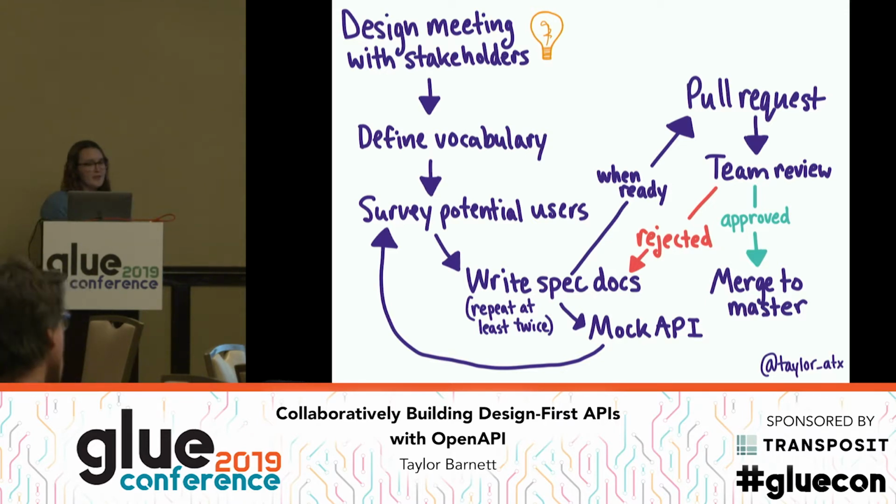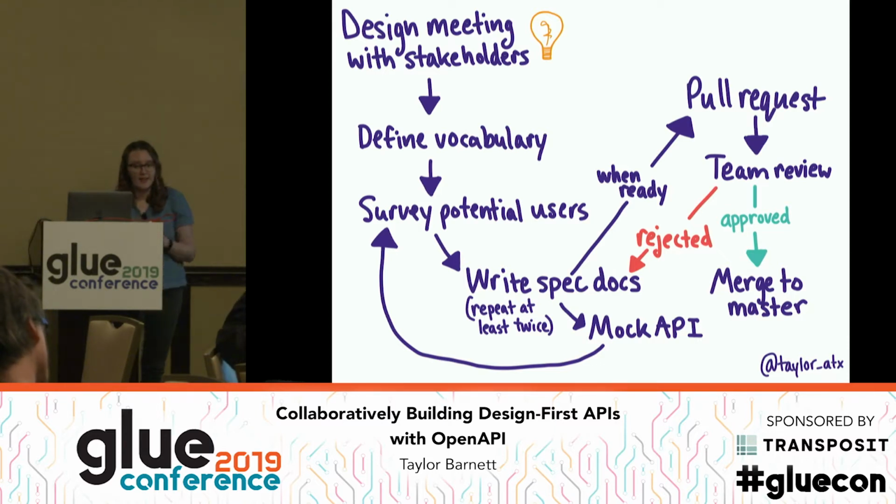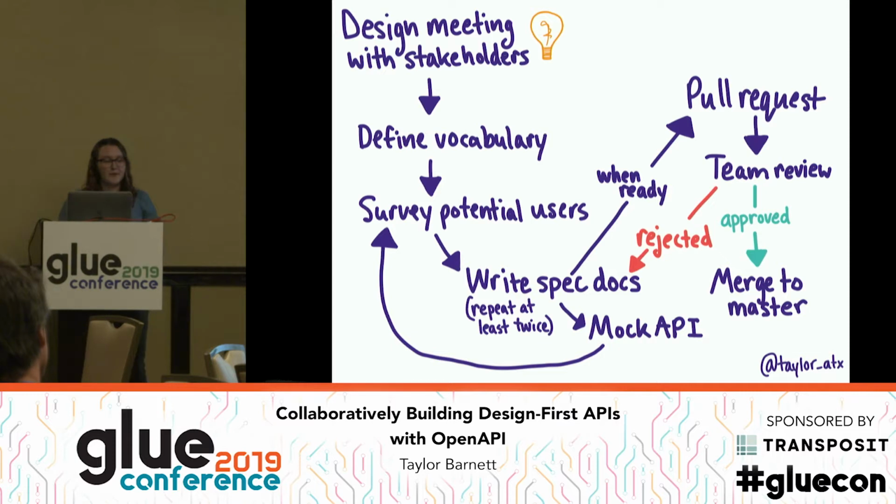A more heavy-duty process for maybe an external API that is a lot more critical to your business would be, you're starting with high-level concepts. So, talking in the design meeting, having all the stakeholders there. They might be from across the business. This is even before touching a specification. And defining that vocabulary, and then talking to the users. And then you can start writing the actual specification document.